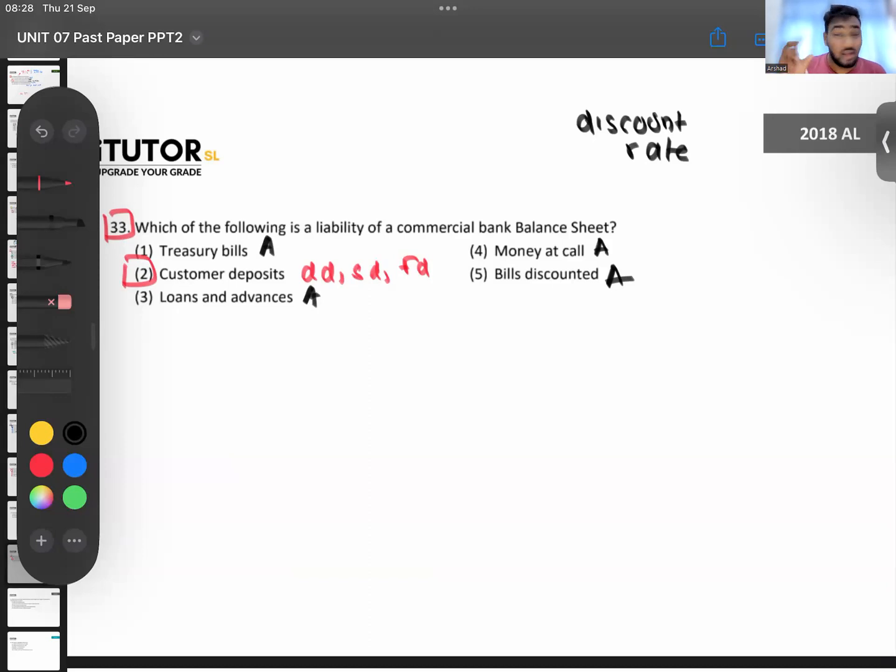Money at call, guys, that call money facility. Remember, the commercial banks have a call money facility. When they run out of money, they call another bank and they get money, or the other bank gives them the money. That's what is called money at call. You can't directly say it's an asset. If you have borrowed that money, it's like a liability. If you have given that money to someone, then it can be an asset. But again, you have a very direct answer. So go with customer deposit.